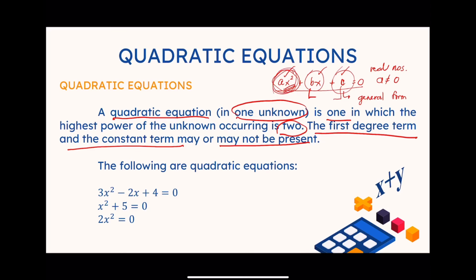equivalent to 0. So for example, you have the first equation which contains the three components, the second degree, the first degree, and your constant. You have the second example which contains just the second degree term and the constant. It's still considered a quadratic equation. And you have the third equation, which is 2x squared equal to 0, which is still considered a quadratic equation in one unknown, even though you do not have your first degree term or your constant. All of these are considered quadratic equations in one unknown.